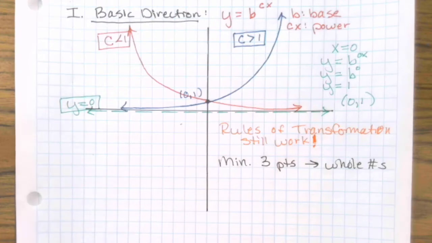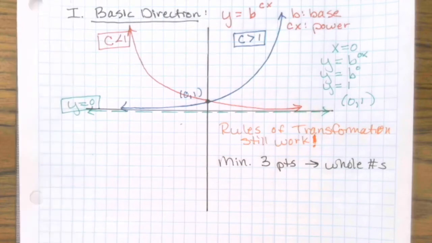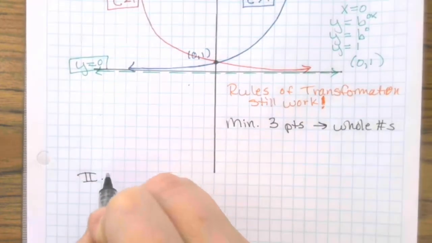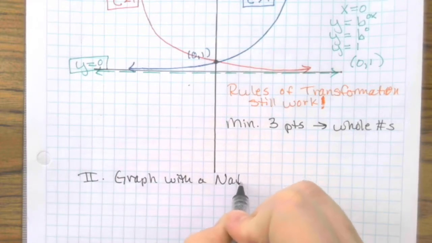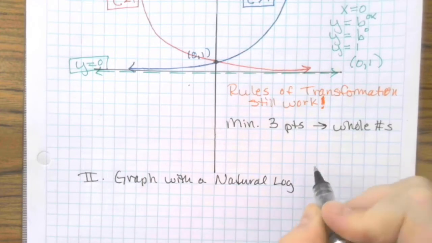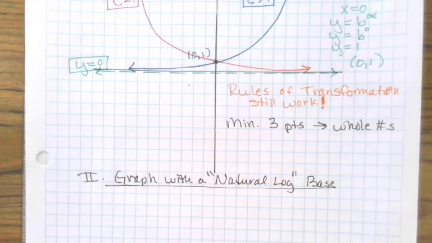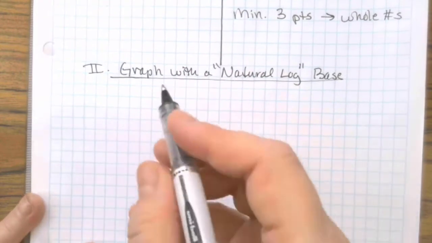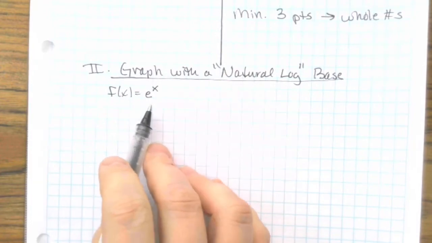Now, we're going to be working with a couple of logarithms in this section, and the first one we're going to start with is the natural log. So that's a certain type of base. So let's go to Roman numeral 2, and we're going to graph with a natural log base. So what does that look like? Well, your basic equation with the natural log base is going to be f of x equals e to the x. Now, lowercase e is a reserved letter.